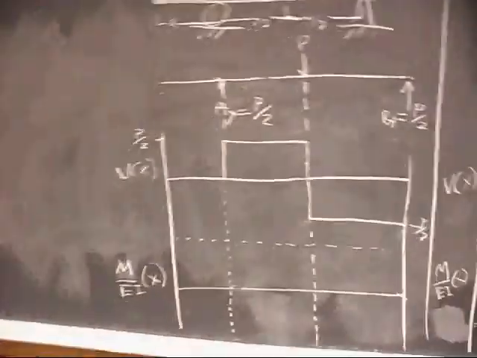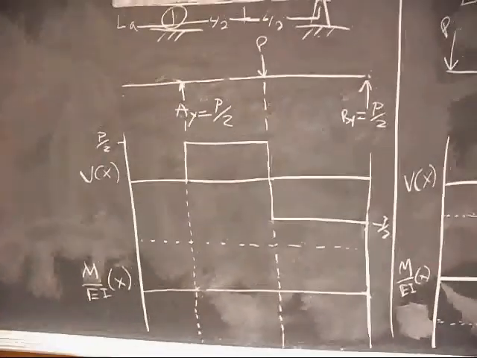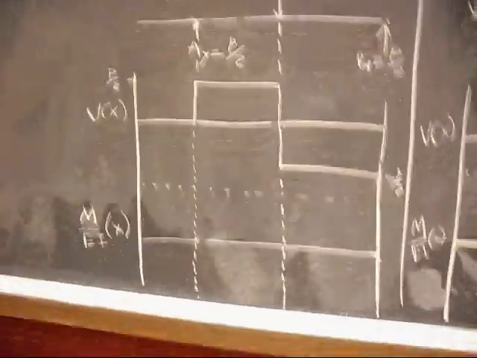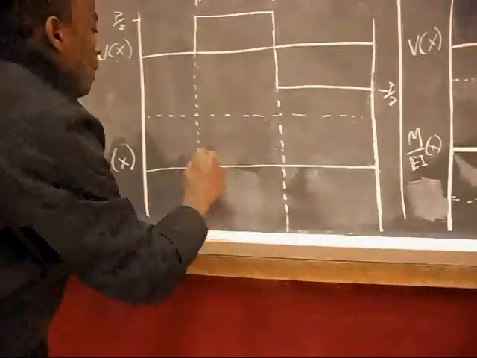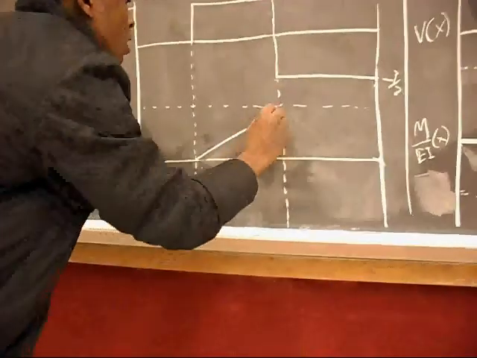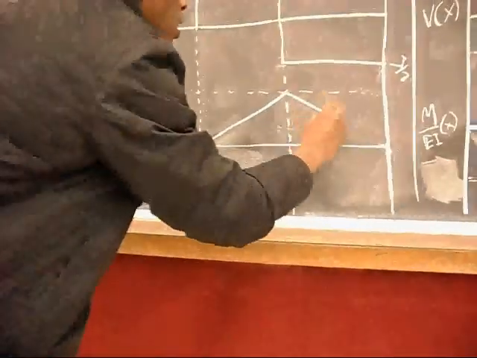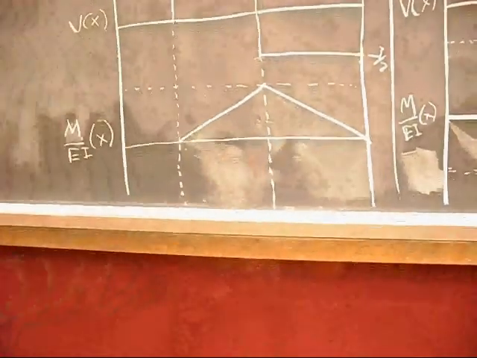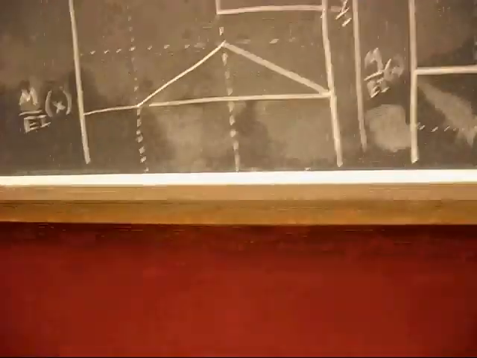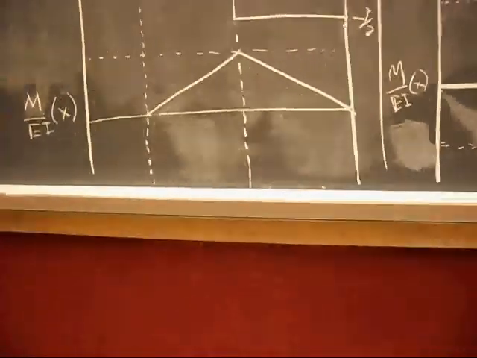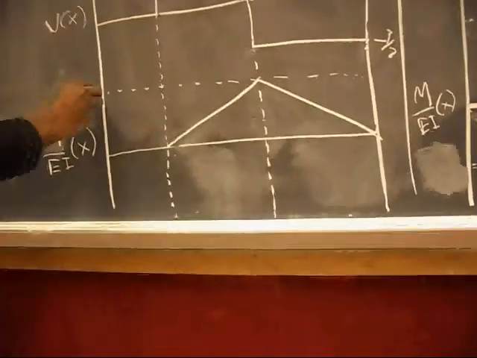Alright, now we have the shear diagram drawn, we can then draw the moment diagram. This diagram is symmetric between points A and B. The max of this diagram is equal to PL over 4EI.